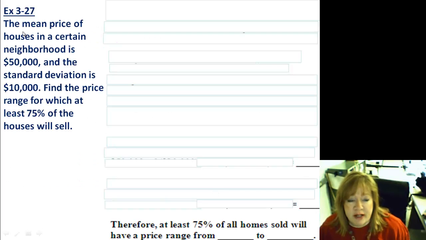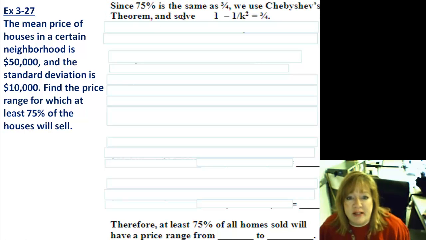Here's an example of where you would use it. The mean price of houses in a certain neighborhood is 50 grand, and the standard deviation is 10,000. Find the price range for which at least 75% of the houses will sell. Since 75% is the same as 3/4, we use Chebyshev's theorem and solve 1 minus 1 over k squared equals 3/4. We want to know how 75% of the houses.